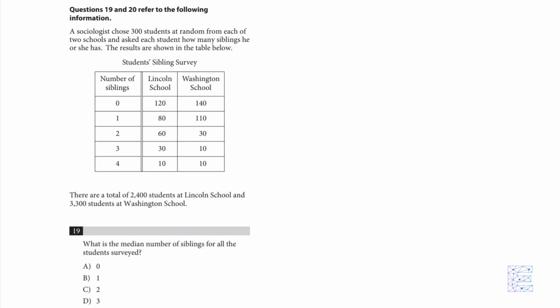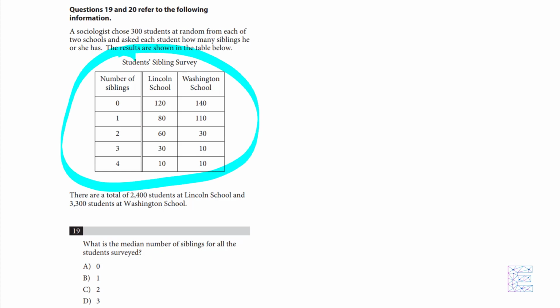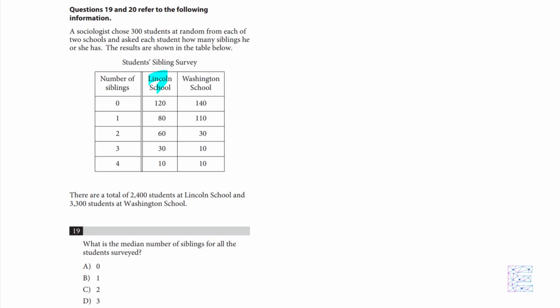Now, before we even try to tackle this question, let's just make sure we understand this table that's given. We can see 2 schools here, Lincoln High School and Washington High School, and the data is as follows. The number of students who say that they don't have any siblings is 120 at Lincoln and 140 at Washington, for a total of 260 students. And students who said that they have 3 siblings, for instance, was 30 at Lincoln and 10 at Washington, for a total of 40 students who have 3 siblings.